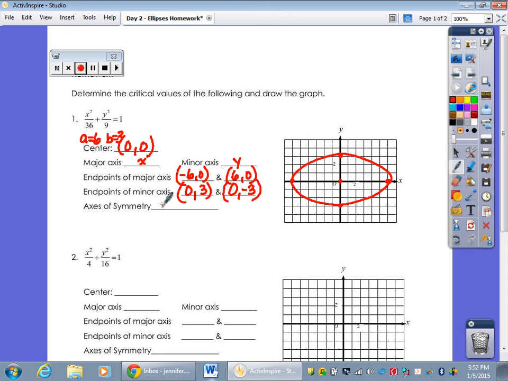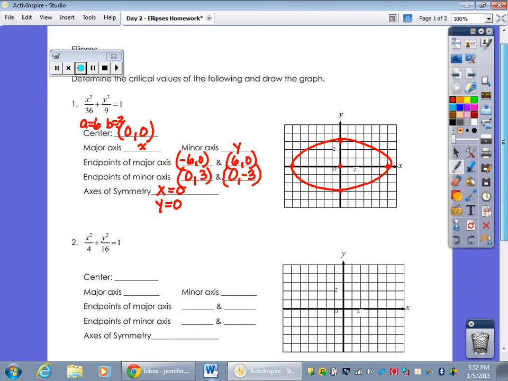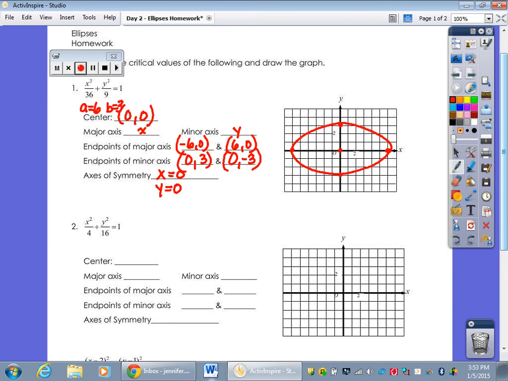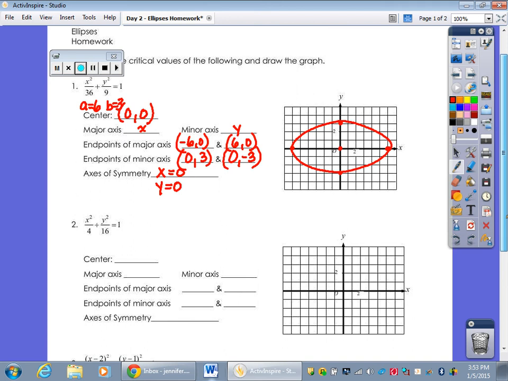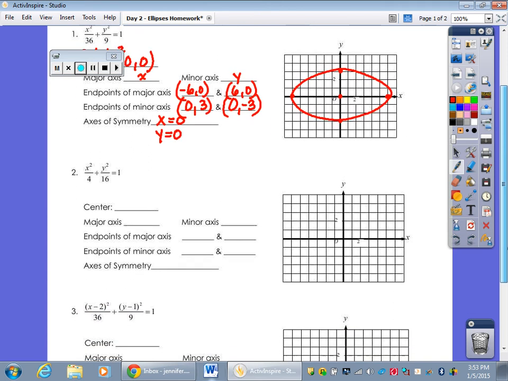The axes of symmetry are going to be x equals 0 and y equals 0. Those always come from your center. Whatever the x coordinate of your center is, it's x equals that. And whatever the y coordinate of your center is, it's y equals that. And those are your two axes of symmetry. An ellipse will have 2 of them because you can either fold this ellipse hamburger style or hot dog style, meaning folding horizontal or vertical, and you will get the same thing on the other side.